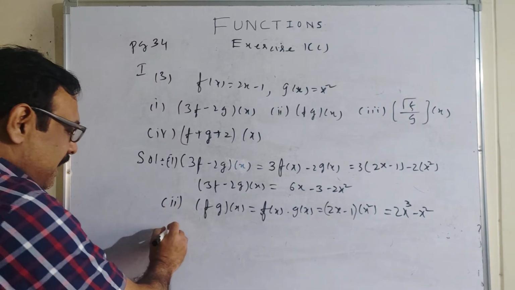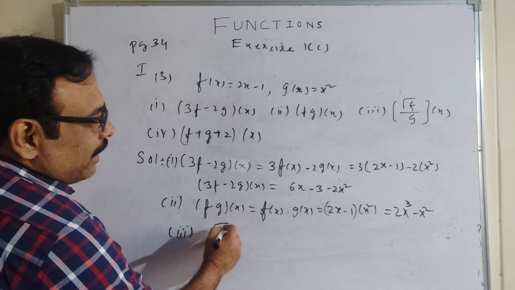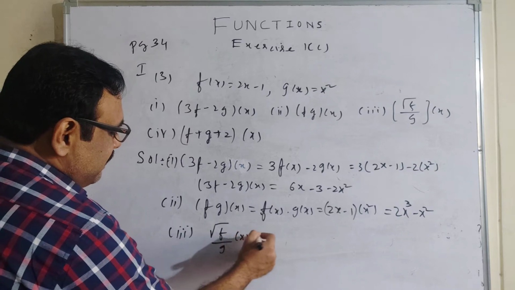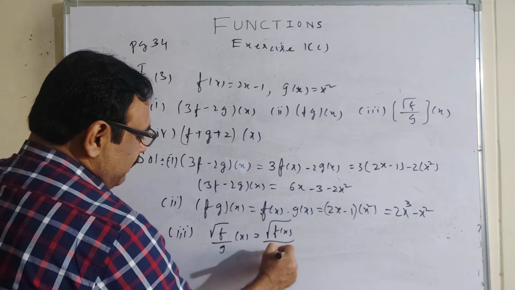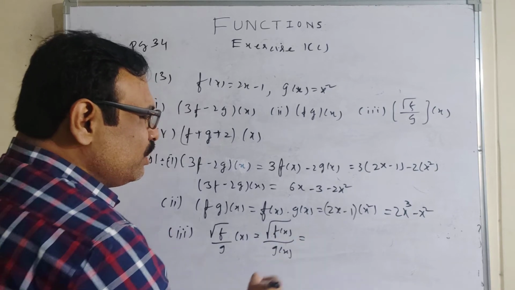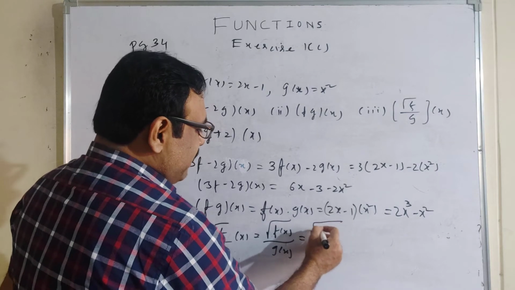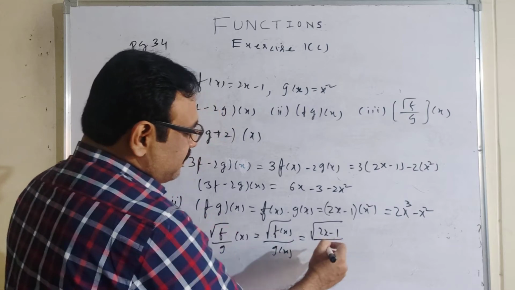Now the third bit answer is going to be something like this. Root over, you have been given that f by g of this is x, means root of f of x by this is g of x. Root of f of x is what? Root over this is f of x definition is 2x minus 1. G of x is nothing but x square.